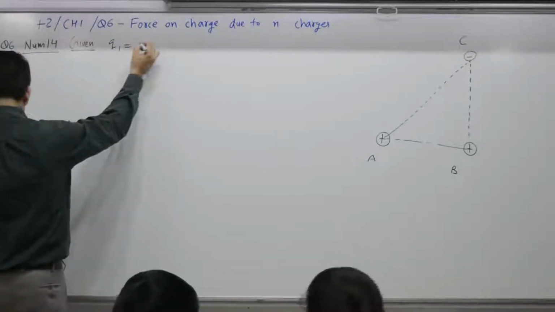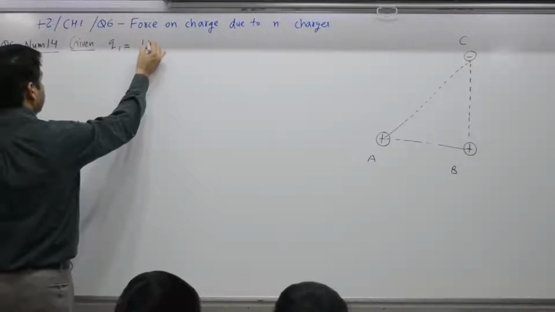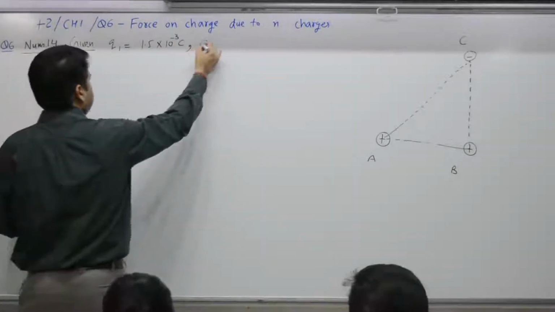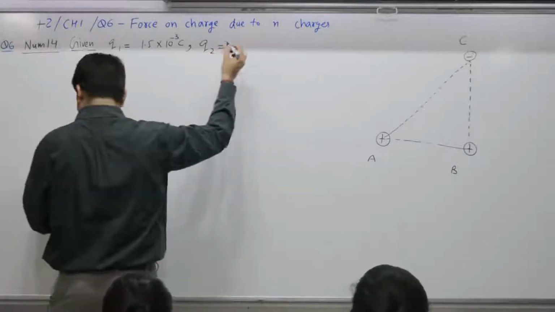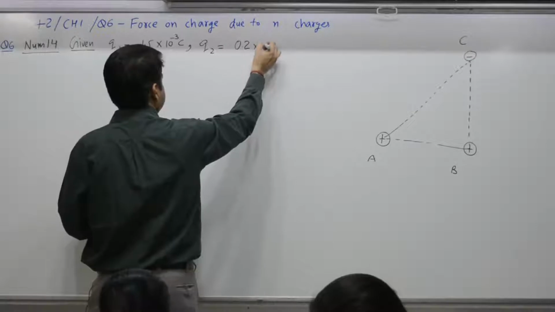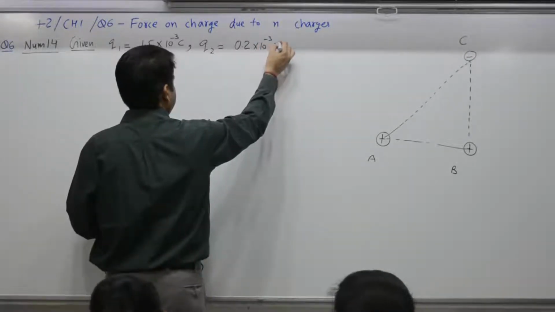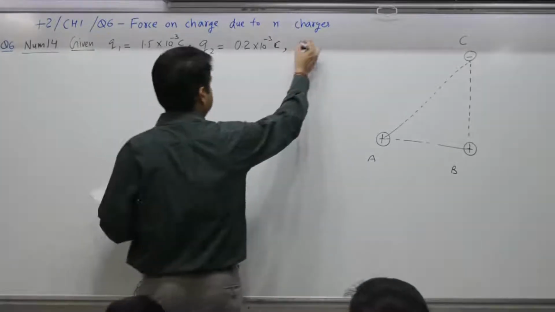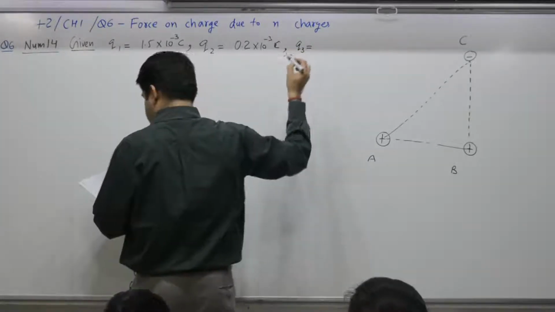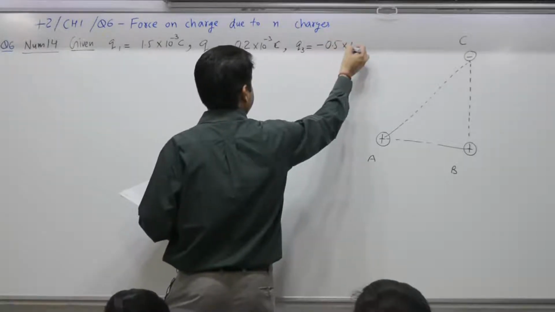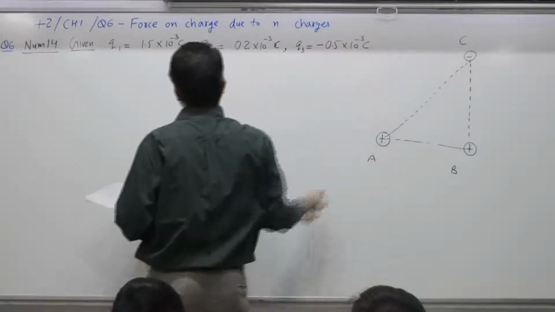Q1 is how much? 1.5 into 10 raised to the power minus 3 Coulomb. Q2 is 0.2 into 10 raised to the power minus 3 Coulomb. Q3 is minus 0.5 into 10 raised to the power minus 3 Coulomb.